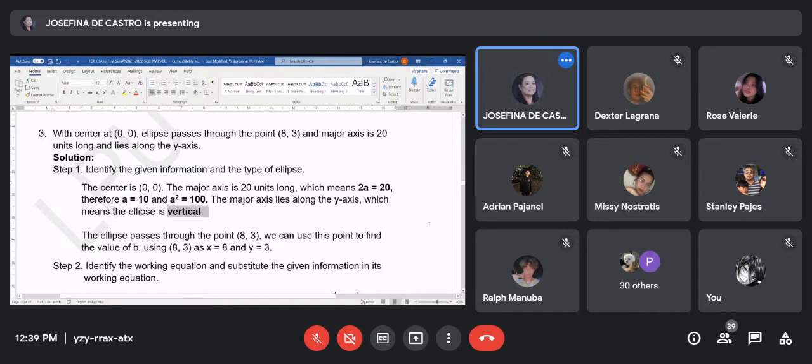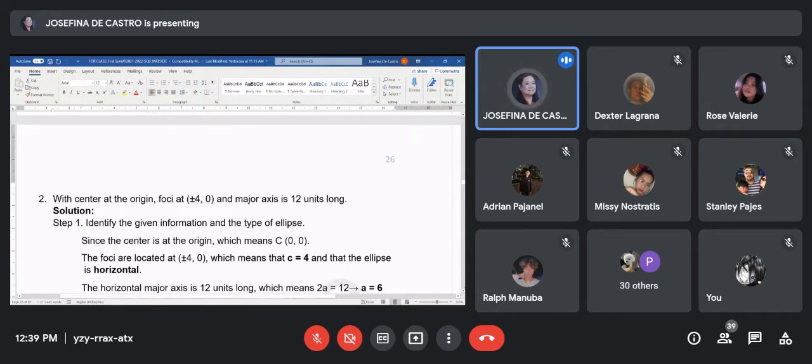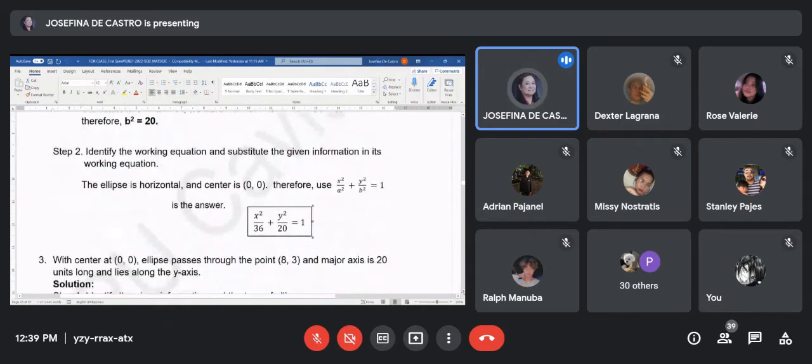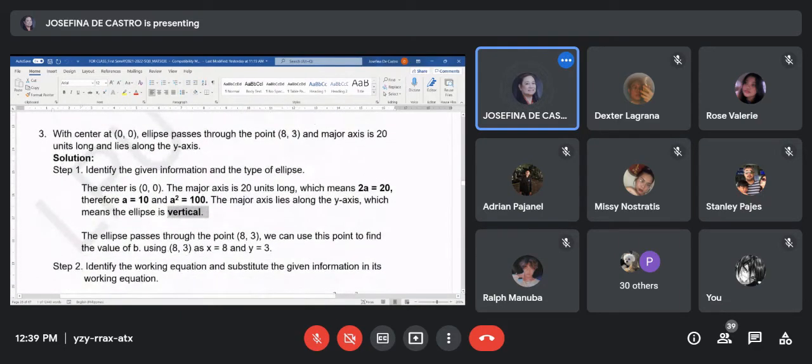Okay? So, wala na tayong way. Meron na tayong A squared pero wala tayong B squared. So, to get the B squared, we're going to use the point (8, 3). Gagamitin natin yung point (8, 3) to. Kasi sabi ay the ellipse passes through the point. Nagdaan siya doon.